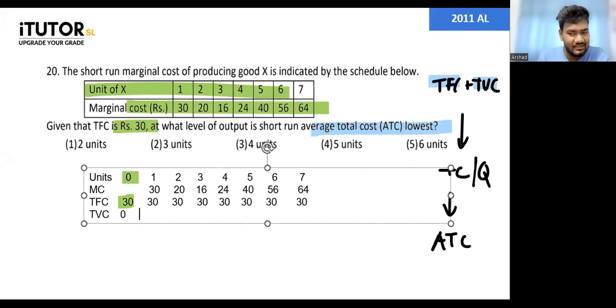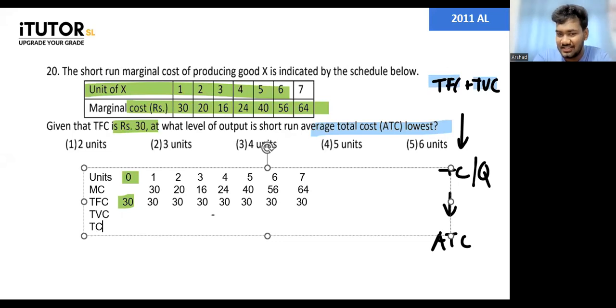Then, when you produce your first unit, in the question they are saying the marginal cost is 30. What does that mean? The additional cost is 30. So what do you think, guys? Okay, we can skip the variable cost step also, right? We don't even have to have this. We can directly go to total cost. When the number of units is 0, how much is the total cost? The total cost is 30. Fixed cost is 30, variable cost is nothing.